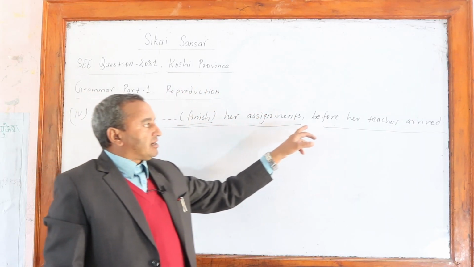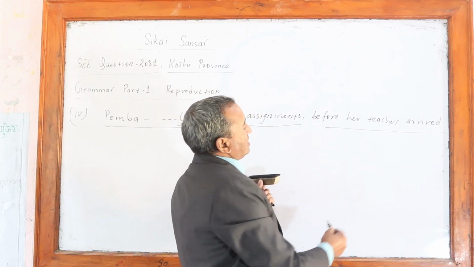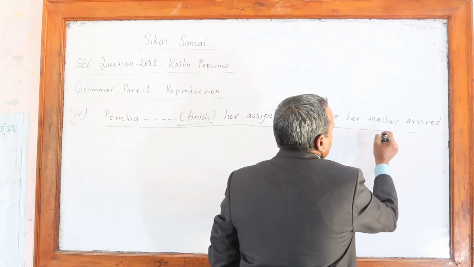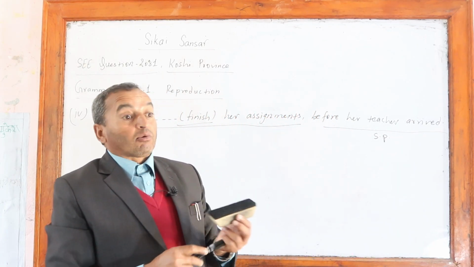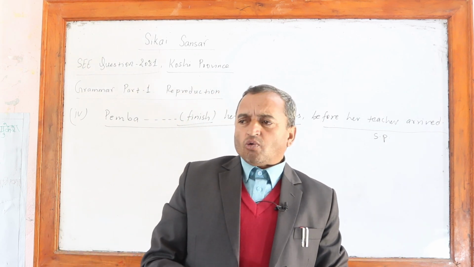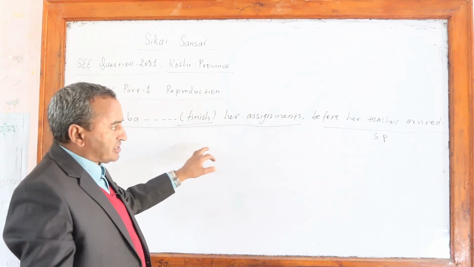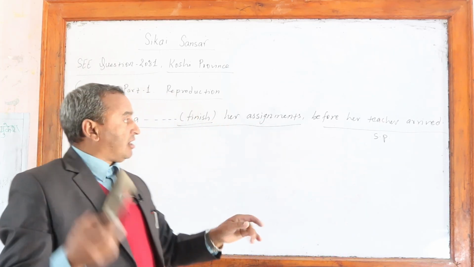Pemba finished her assignment before her teacher arrived. Look, before her teacher arrived, simple past tense is used here. And what is the series of activities? What is the series of actions? The teacher arrives, and then she has also finished.